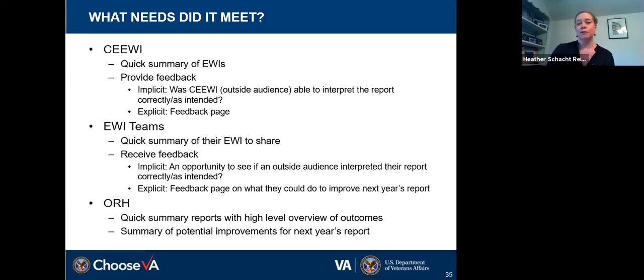For EWI teams, this is what our hope was, that it provided them a quick summary of their EWI that they could share if they wanted to. It also implicitly provided them an opportunity to see if an outside audience had interpreted their report the way that they intended it to. And then it also provided them feedback on what they could improve next year. And then for ORH more broadly, they had these quick high-level summary reports that they could also use, as well as they wanted to see those potential areas of improvement, because the Office of Rural Health Senior Program Analysts know these programs backwards and forwards. And so it's helpful for them to know where the program is going.